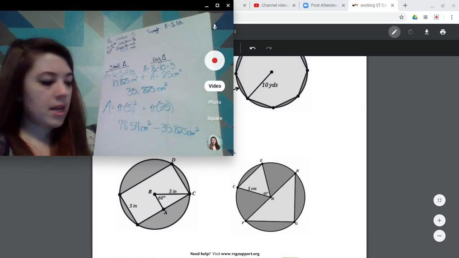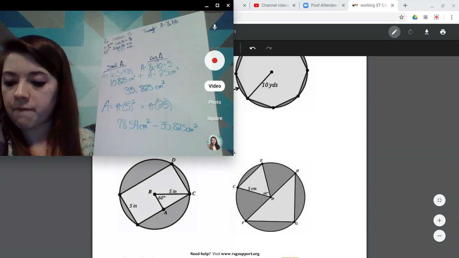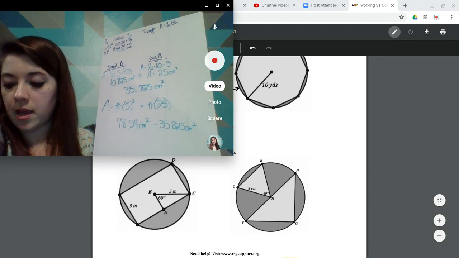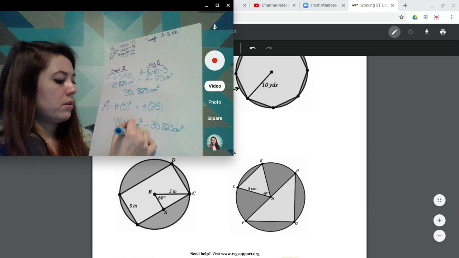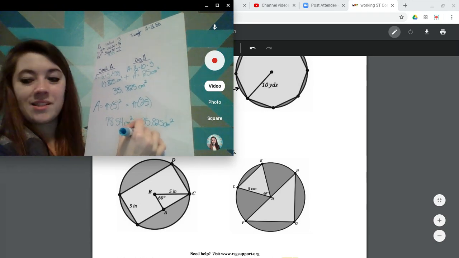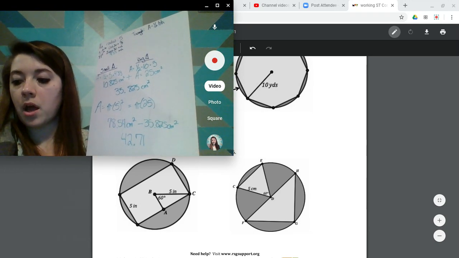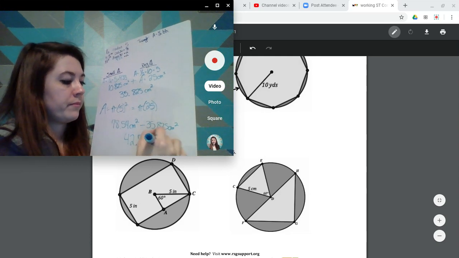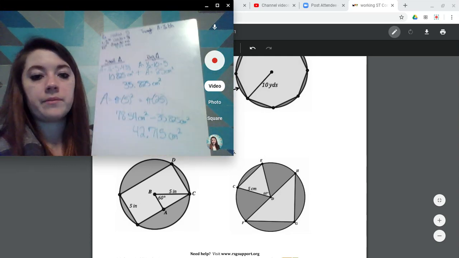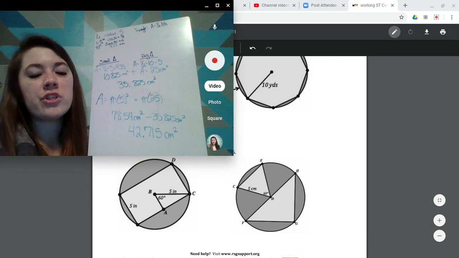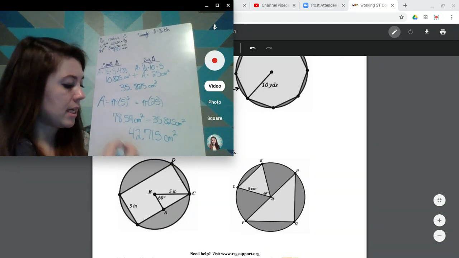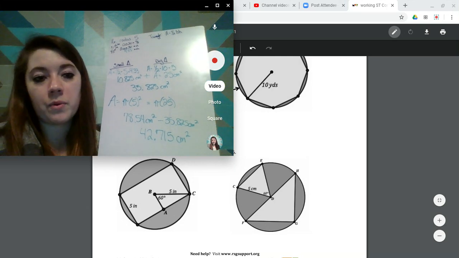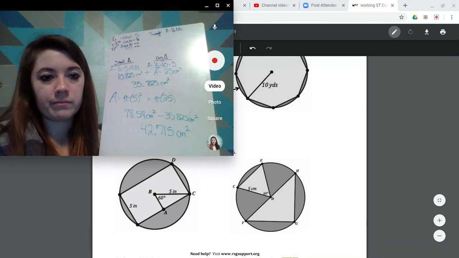So 78.54 minus 35.825 is going to give us 42.715 centimeters squared. So the area of the darkly shaded section on 16 is 42.715 centimeters squared.